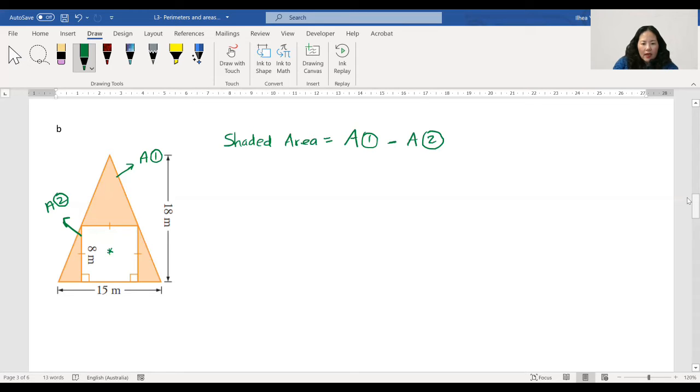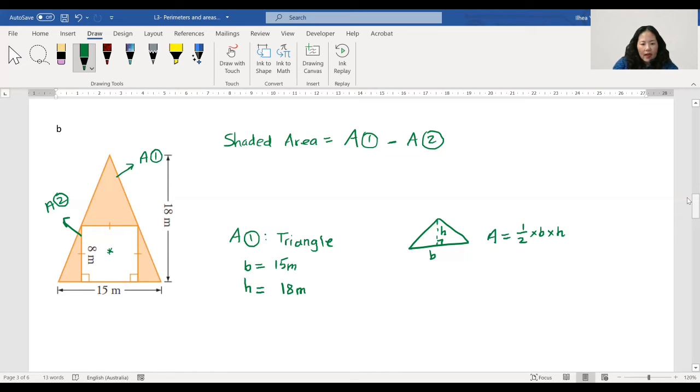So let's have a look at area 1, guys. Area 1 is the triangle, okay? The formula for area of a triangle is half times base times the height, wasn't it? Okay, so here I'm looking at area 1. My base on this shape here is 15 meters. And my height is the long vertical one, which is 18 meters.